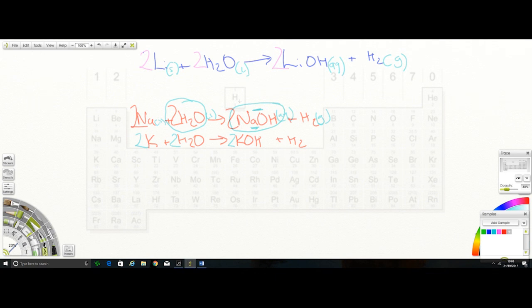Now there's a couple of more things. Each one of these gives off a unique flame color. So if you were to light it, as I've done in my video, lithium will give off a red flame, right? So each metal will have its own unique color. Sodium gives off a yellow flame, and potassium gives off a lilac flame.